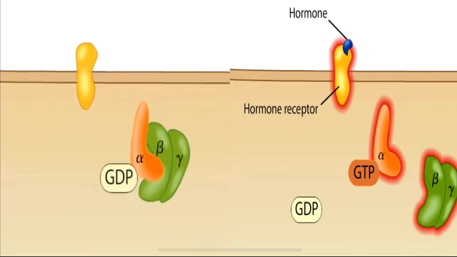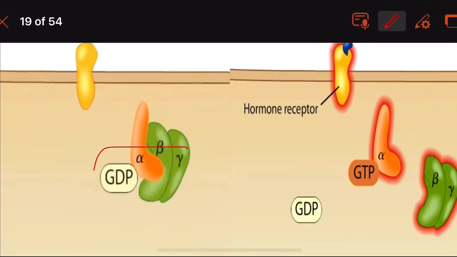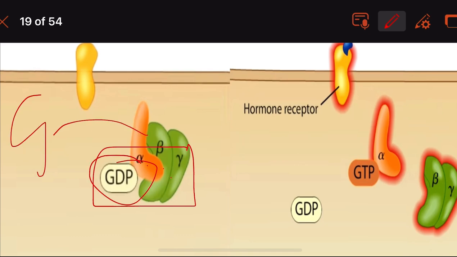Now we will see what the G protein does. Generally the G protein normally functions in this way. There will be an inactive G protein, and this inactive G protein simply resides in the alpha, beta, gamma subunits. The inactive alpha subunit carries a GDP molecule.